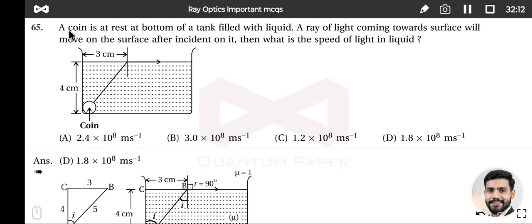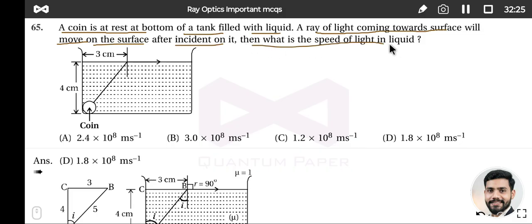A coin is at rest at the bottom of a tank filled with a liquid. A ray of light coming towards the surface moves along the surface after incidence. Then what is the speed of light in the liquid? Okay, so this figure is given. The depth of the coin from the water surface is given as 4 centimeter, and here the normal is there, this is the incident angle, and after getting refracted, it is moving like this. So that means this angle is 90 degree. In that case this angle is nothing but critical angle.